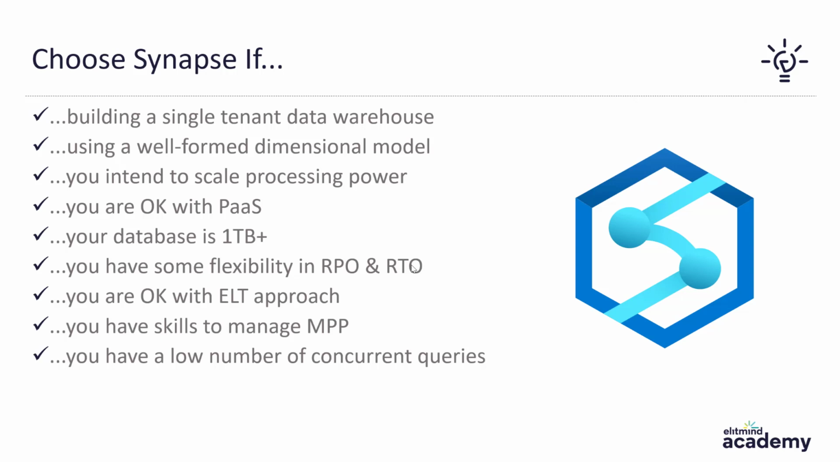So you will choose Synapse whenever you're going to build a data warehouse for a single company. Definitely, Synapse is currently not for multi-tenancy. You want to use Synapse whenever you're going to build a well-formed dimensional model. So you rely on Kimball methodology, on Data Vault methodology, anything that creates a well-formed model. Yeah, Synapse can be a good fit. You want to scale your processing power. So, for example, you require high power for performing your ELT operations, or you want to scale up and scale out for handling some complex workloads, complex queries.